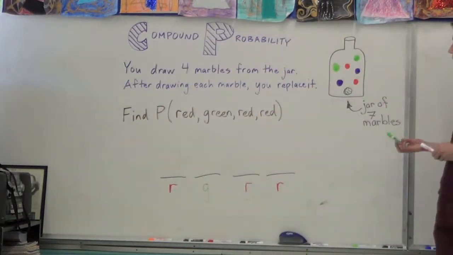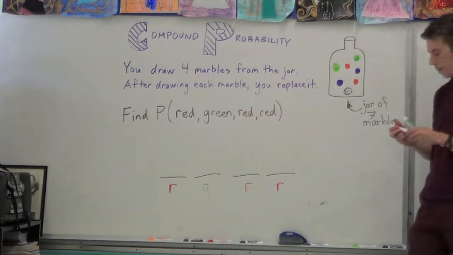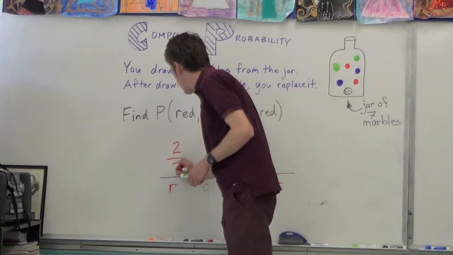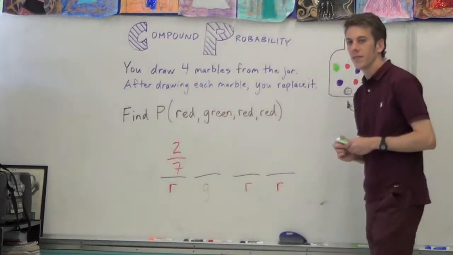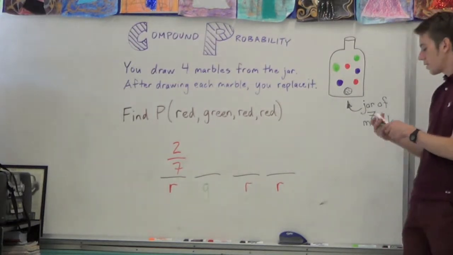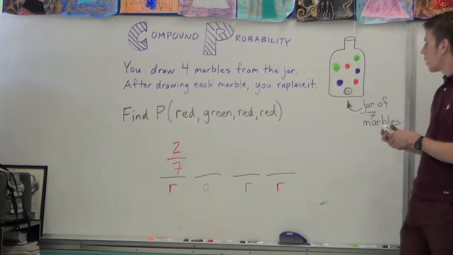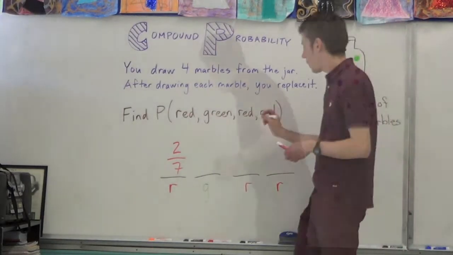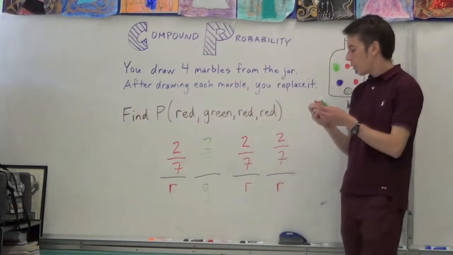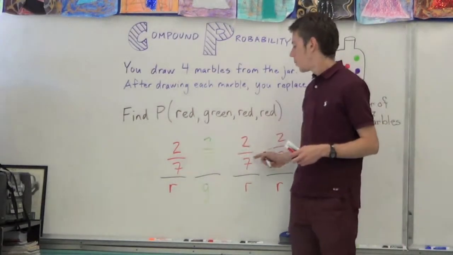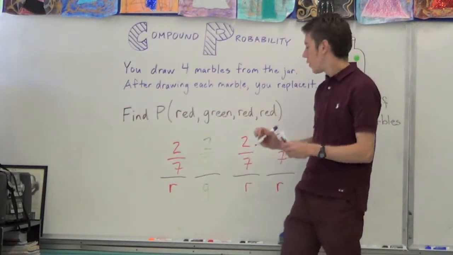Okay, Samara, what's the probability you draw a red marble? 2 out of 7. Good. How'd you get 2 out of 7? Because there's 2 red marbles in the jar, and there's 7 marbles in total. Excellent. 7 total, 2 are red. What's the probability of green? Alyssa? 2 out of 7. Yep. And now the key thing when you're doing compound probability is you multiply the probabilities of each of the individual events together.